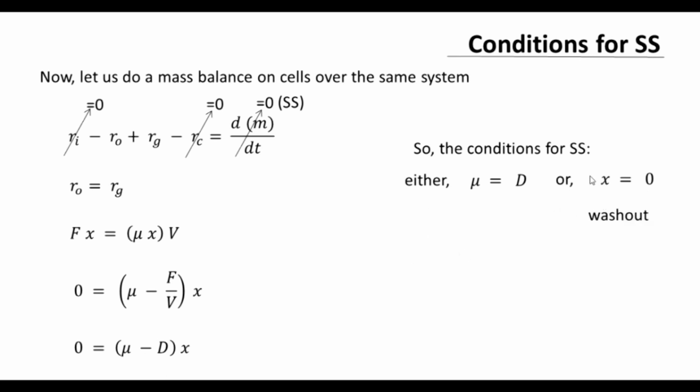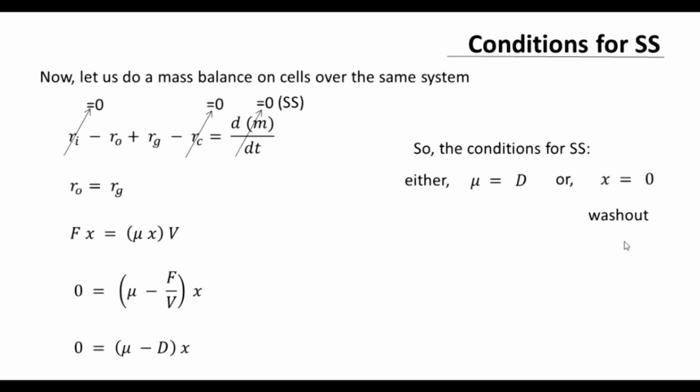What does x equals 0 mean? X is the cell concentration in the outlet stream. When x equals 0, there are no cells coming out in the outlet stream, which is called a washout condition. It can actually happen in the case of a chemostat operation. There might be no cells coming out, and the reactor could be at steady state even under those conditions. But it's a useless condition.